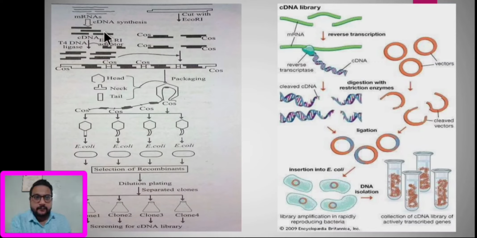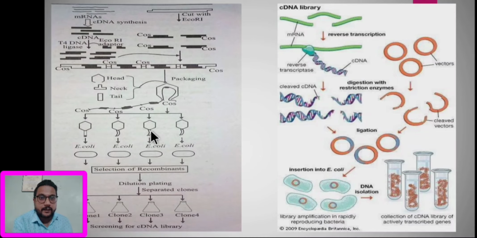mRNA is taken, cDNA synthesis is done. Okay, cDNA is formed. Then T4 DNA ligase is used, and the EcoR1 adapter is used. Then this is the COS site which is being ligated over here. This is cut by using EcoR1. Then this COS site is ligated with the cDNA which is synthesized. Now the head is synthesized separately, the neck is synthesized separately, the tail is synthesized separately, and this COS site is inserted into the shell of the capsid of that virus.